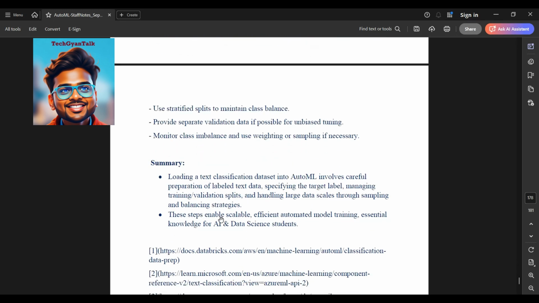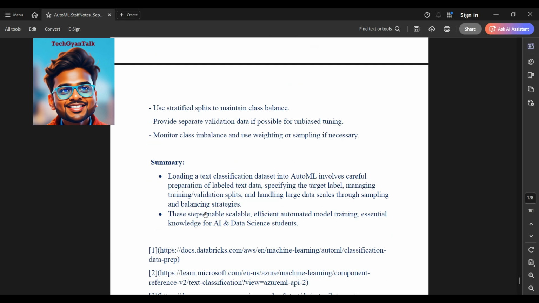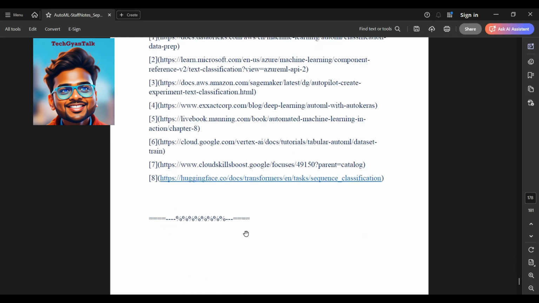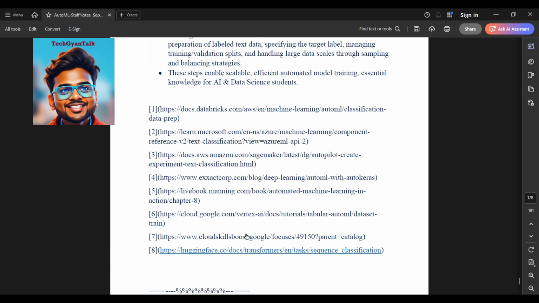And the summary: loading a text classification dataset into AutoML involves careful preparation of labeled text data, specifying the target label, managing training and validation splits, and handling large data scales through sampling and balancing strategies. These steps enable scalable, efficient, automated model training, essential knowledge for AI and data science students. So these are the references for the particular notes.